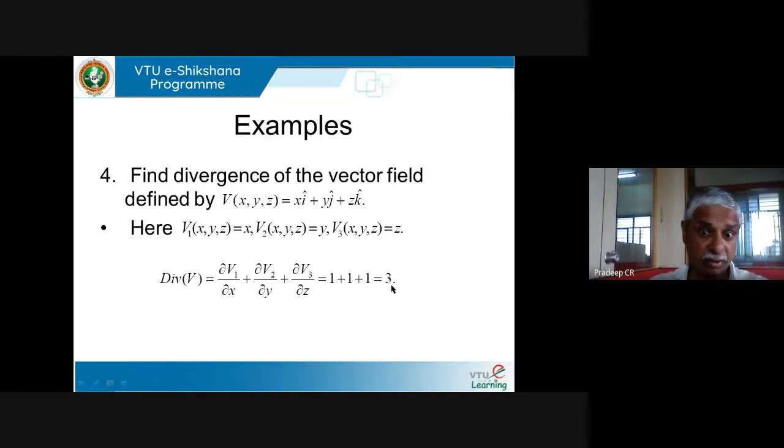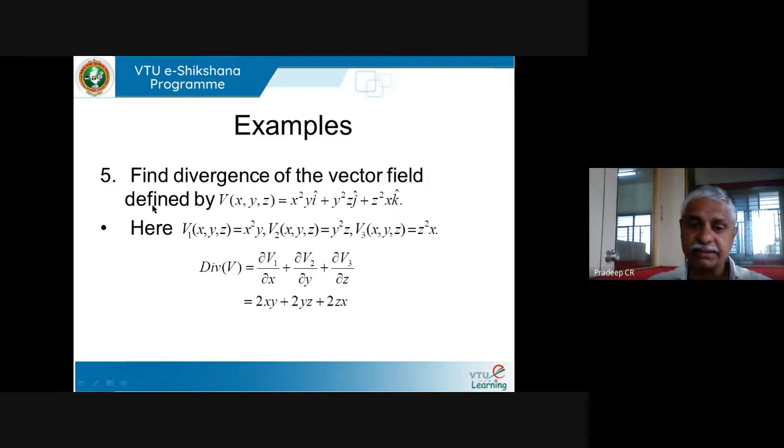In general, it may not be a constant, it may not be a number unless you evaluate it at a point. It may be a function of x, y, z. That's okay. Here it is constant, 1 plus 1 plus 1, because there's nothing else. Maybe it was not a good example to take first. I didn't realize this. Let me see other examples.